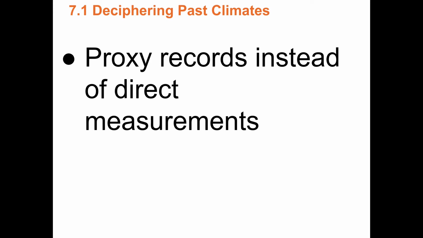So in the movie The Hangover, they were trying to figure out what the hell happened, and they didn't have direct records. They had proxy records. So they had a receipt that told them that somebody might have been someplace. That's a proxy record.